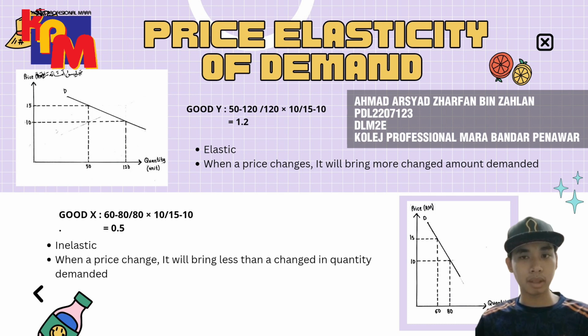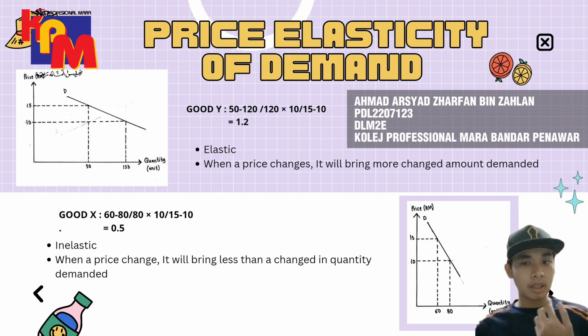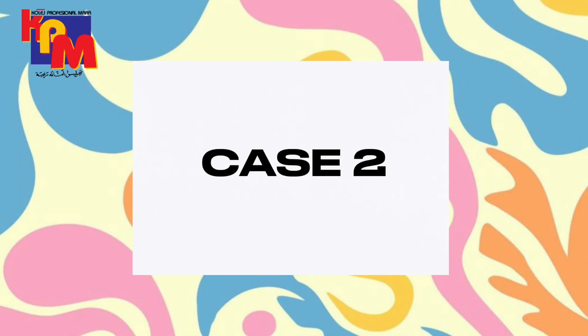Inelastic happens when the price change will bring less than a change in the quantity demand. On the other hand, good Y is elastic. Elastic happens when the price change will bring more change on the amount of demand. So, in conclusion, Mr. Ali needs to increase the price of good X. Meanwhile, Mr. Ali also needs to decrease the price of good Y.